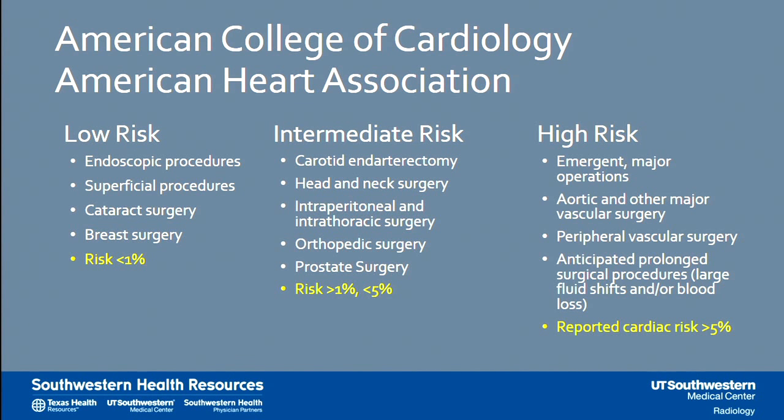I'll use this as a segue to talk about more generalized surgical risk stratification. The American College of Cardiology and the American Heart Association also have a joint differentiation. If you look at their low-risk categories, these are very similar to the CMS list. Here they also assign the relative risk of untoward cardiac effects. For the low-risk procedures, it's less than 1%. Compare that with these high-risk procedures, where the risk is greater than 5%.